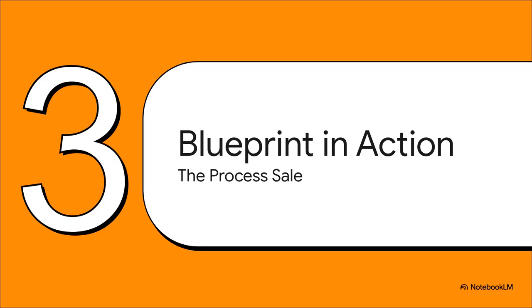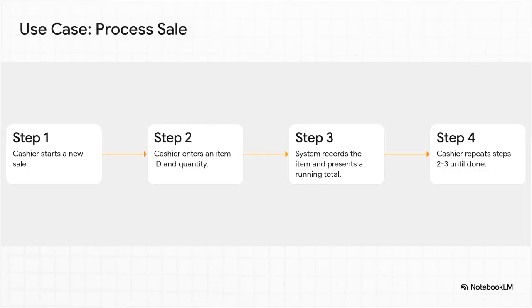Okay, so we have our visual map, the SSD, and we have our rulebook, the operation contract. Let's put this all together and see how it works. The blueprint in action, using a super common example, the process sale at a checkout counter. So here's our story, the use case. It's so simple, right? You've seen this a million times. The cashier starts a sale, scans items, and the system keeps a running total. This simple, everyday narrative is the foundation for everything technical that comes next.